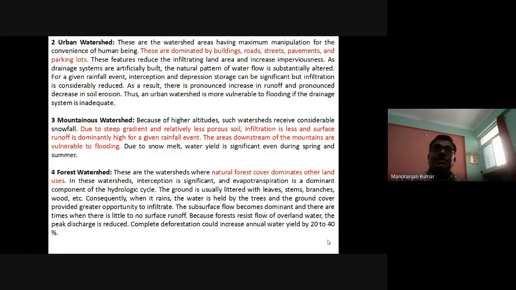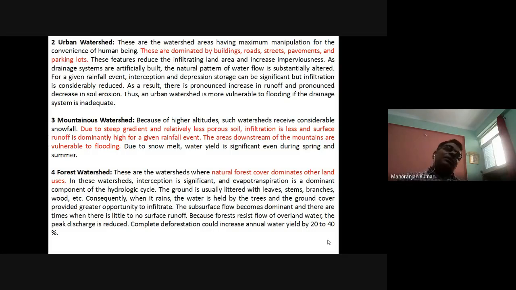So this is the urban watershed. What is the main point here? In the urban watershed, the agricultural land will be less. There will be more construction of buildings, roads, streets, pavements, and parking lots. This construction is developed for the convenience of human beings. If you develop these types of construction in an area, the infiltration of the land area will be reduced. If the infiltration is reduced and there is not adequate drainage construction, then if there is rainfall, suddenly the flood will come and damage your watershed. So this is the urban watershed.